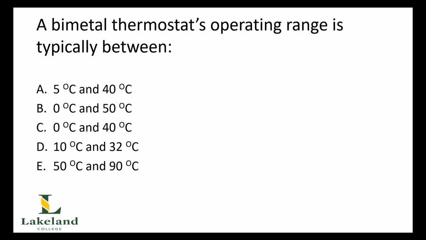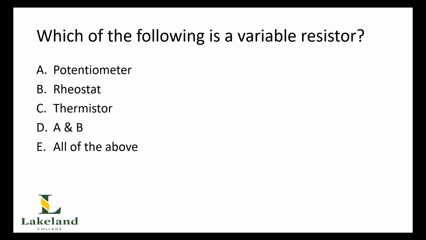For our next question, a bimetal thermostat's operating range is typically between what? 5 to 40, 0 to 50, 0 to 40, 10 to 32, or 50 to 90 degrees C. This is a very common question, and this was the one that I asked you to annotate into your textbook as it's popped up very frequently. Hopefully you recognize this one as it's just a pure memory question, and the answer is D, 10 to 32 degrees C. Really common one, that one. Please note it.